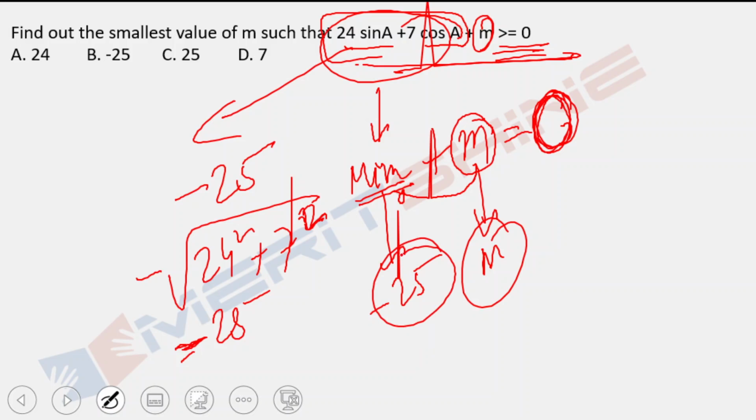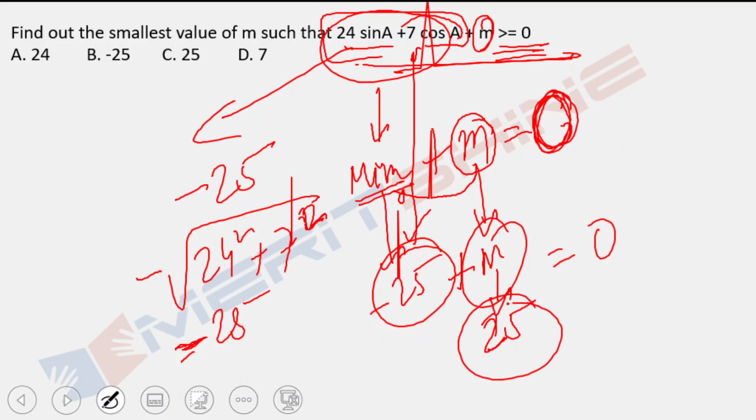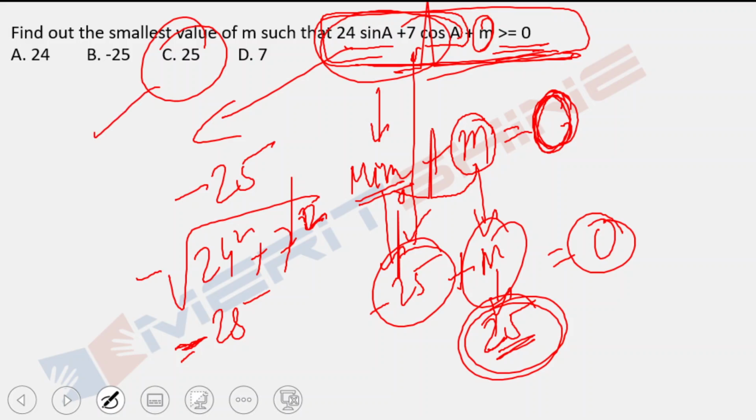Now if this is the minimum value of this expression, then what should be m? M should be plus 25 to make it 0, and that is the minimum value of m that can be. Because m cannot be less than it. If m becomes less than it, let's say 20, then what would happen? It would become less than 0, and that is not possible according to the condition given, right? So m's minimum value is plus 25.